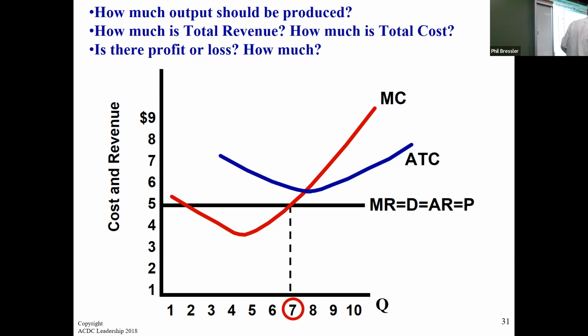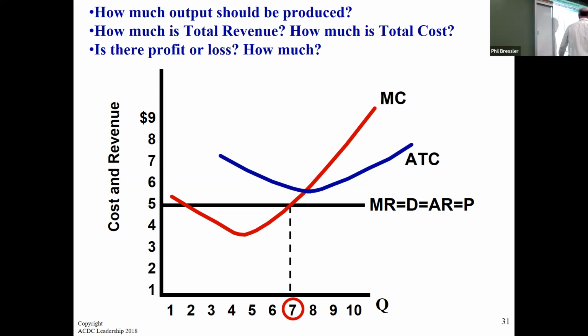It's 35. Christian, what is the total cost? Okay, I'm going to take this up. It hits the ATC there, I'm going to take it across to 6, so that's 42. So I'm losing $7. And this is now my loss box.